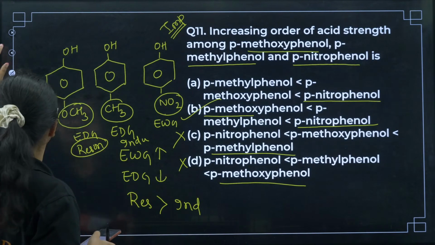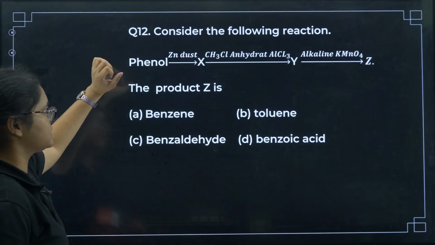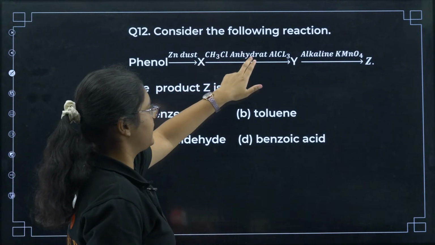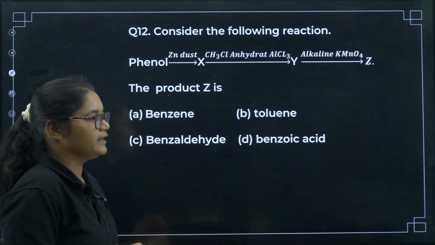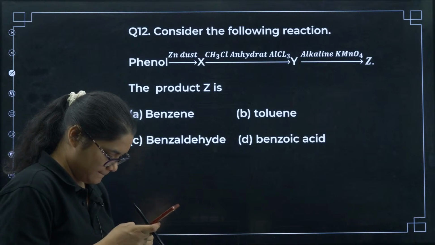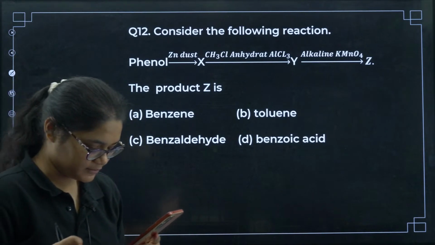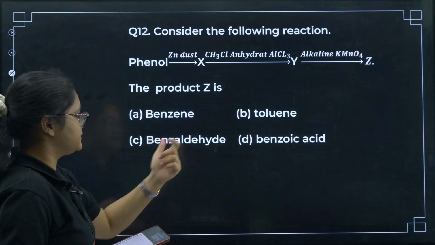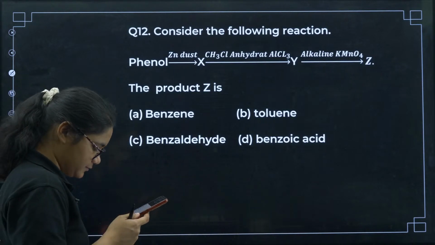Okay, next question number 12. Complete the following reaction. Phenol is given, zinc dust, CH3Cl with anhydrous AlCl3, then alkaline KMnO4. Very easy question. Tell me, what will be the product formed here? Is it benzene, toluene, benzaldehyde, or benzoic acid?